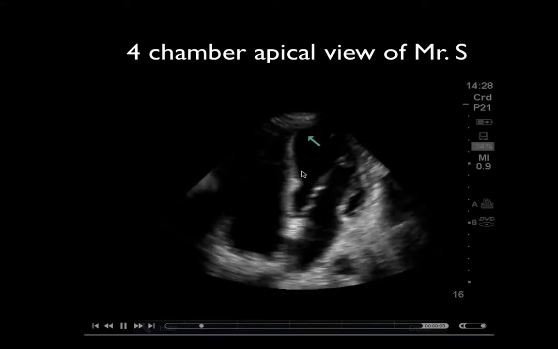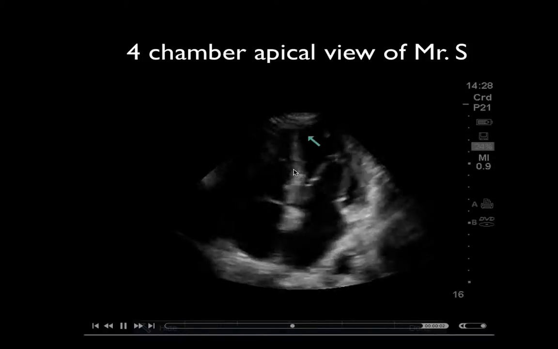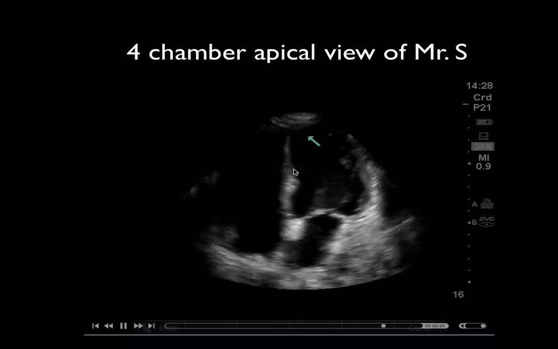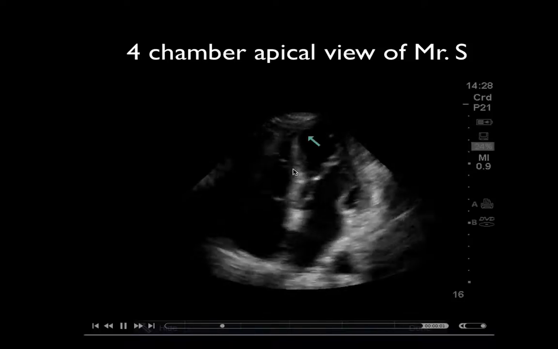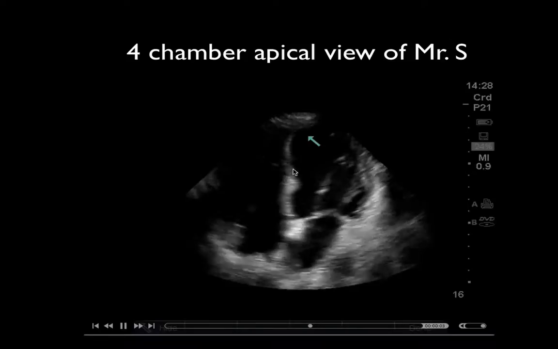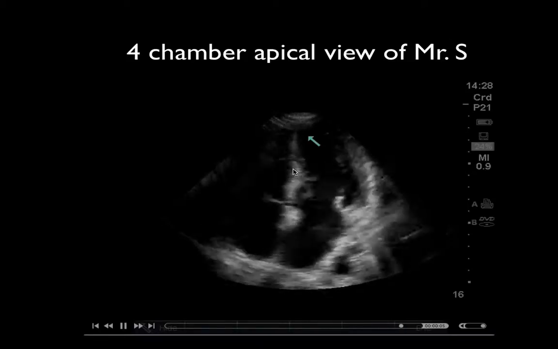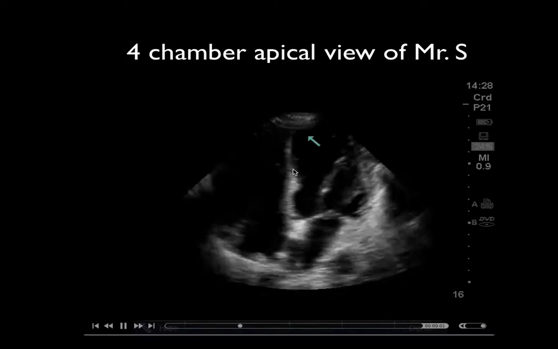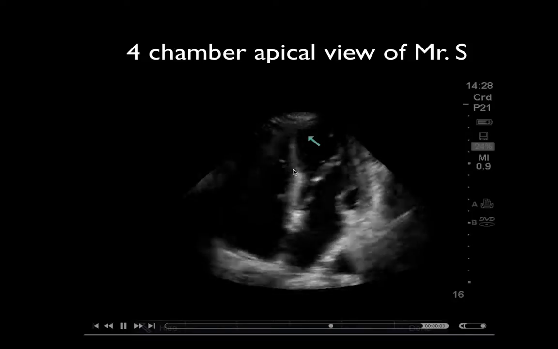In fact, it's difficult to measure in this particular view without calipers, but if we froze the image, you would find that the right ventricle actually is slightly bigger than the left ventricle, which is not normal.